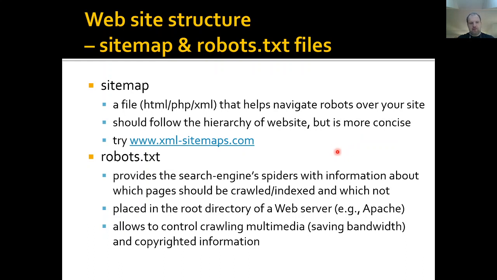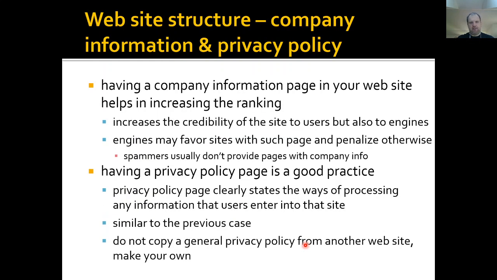Then robots.txt is basically a file in the root directory of the web server, and it just tells the robots what to crawl and what not to crawl, how to save bandwidth, and so on. Basically, this is kind of obsolete. It's better to use the htaccess file for this.